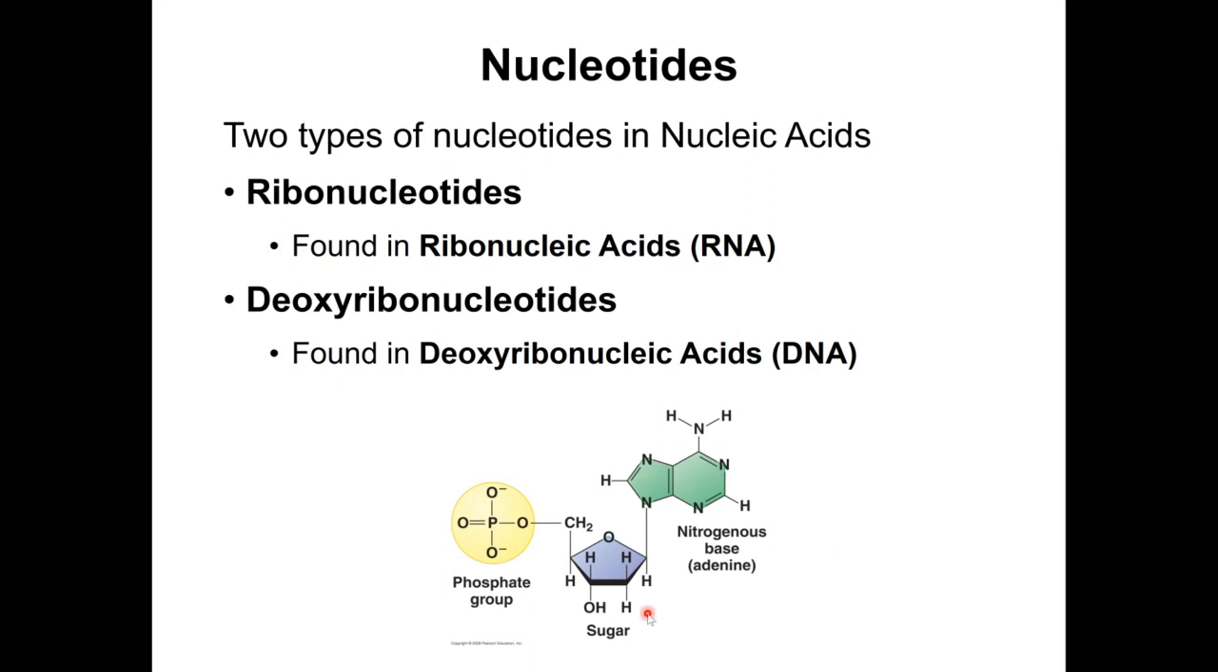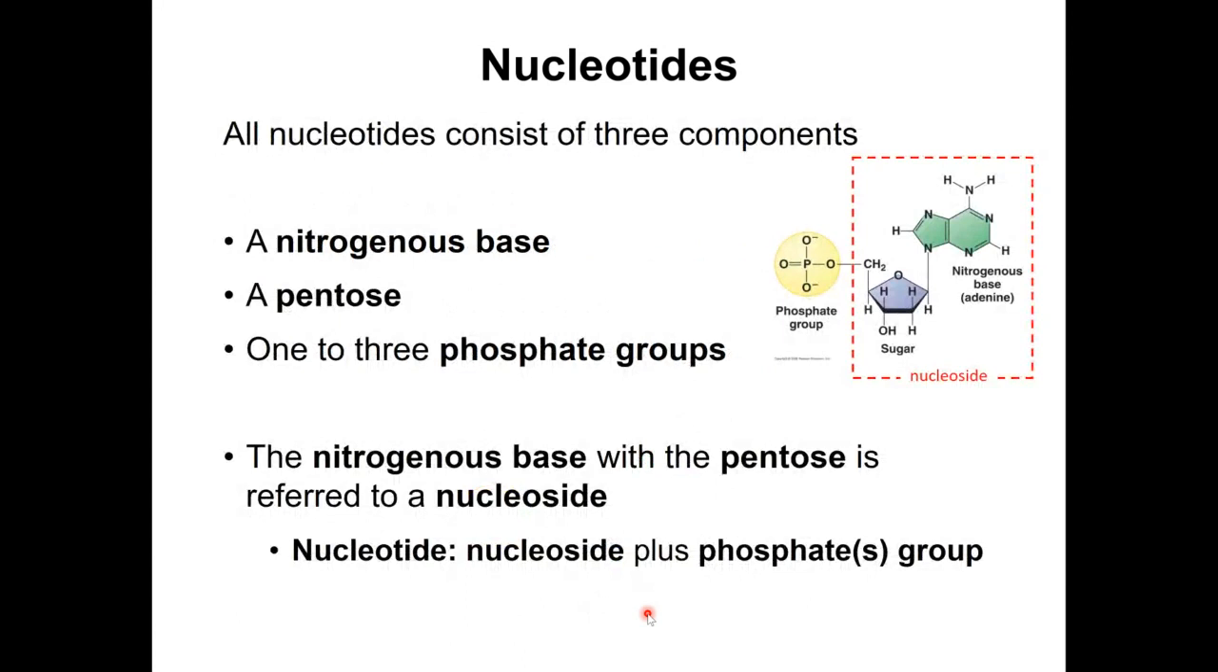What are these common features? Well, they're all made by the same three components, generic components at least. They all contain something that we call the nitrogenous base. Here in green, you can see it. This is referred to oftentimes as nitrogen-containing base, or nucleobase as well. This is attached to a pentose, which is the second component of all nucleotides.